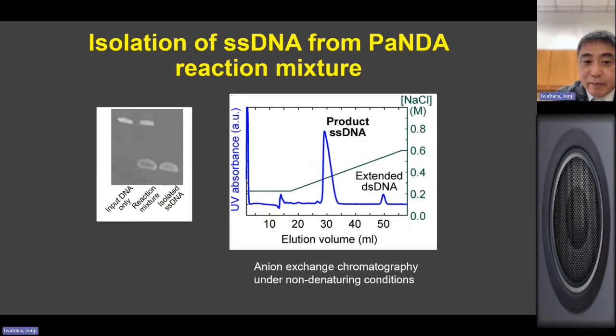Okay, so this is an example of isolation of single-strand DNA from PaNDA. This is just non-denaturing anion exchange chromatography, and basically this is the peak of the product, and this is the peak of extended double-stranded DNA, and you can easily isolate the product.